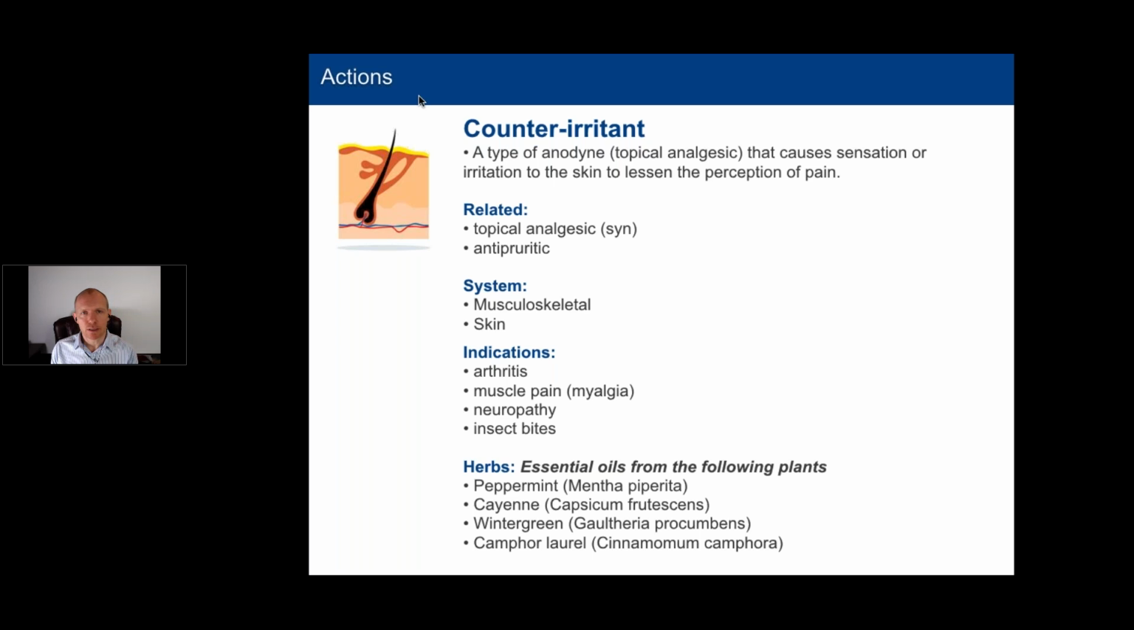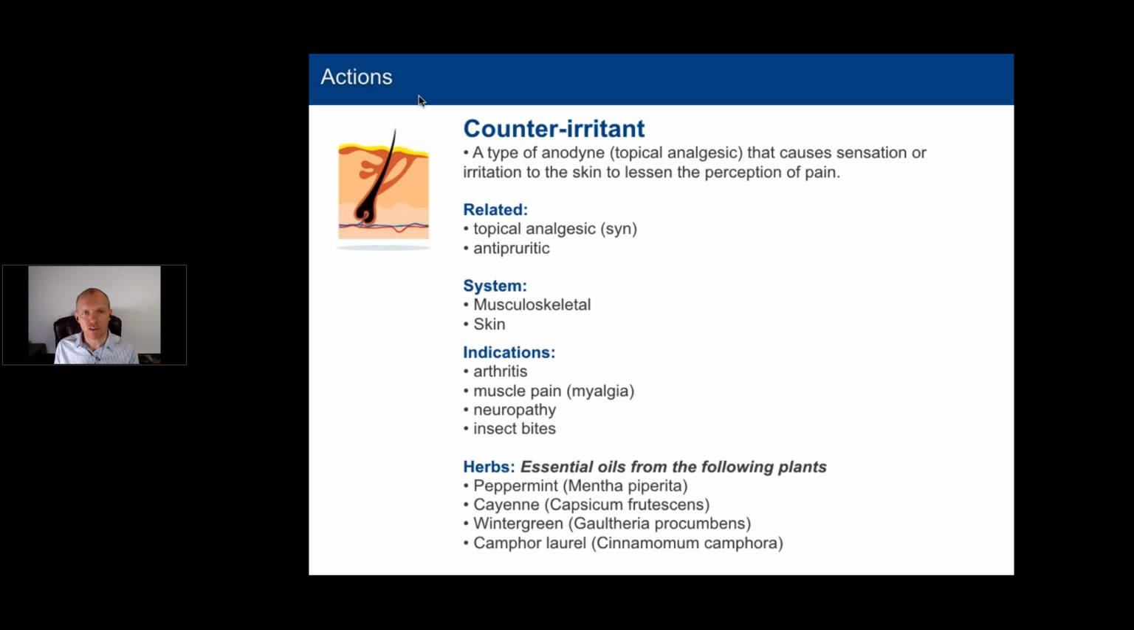A counter-irritant is related to the rubefacient and also to the topical anodynes in that it causes irritation to the skin, and it could be stimulating the hot receptors or cold receptors. As a byproduct, it typically causes the capillaries to dilate, so more blood goes into the area. That's by irritating those tissues. And these are used to treat joint pain, muscle pain, let's say, diabetic neuropathies, so nerve pains, also insect bites.